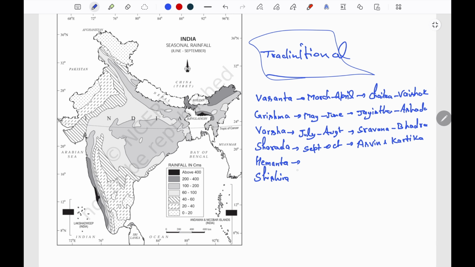Hemant is November to December, which is Magh, Shir, and Pause. Shishir is January to February. This is Magh and Falgun.